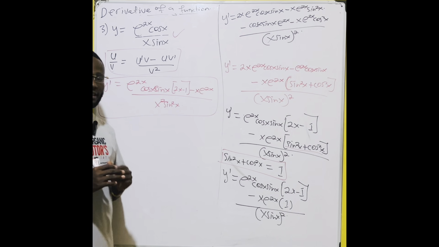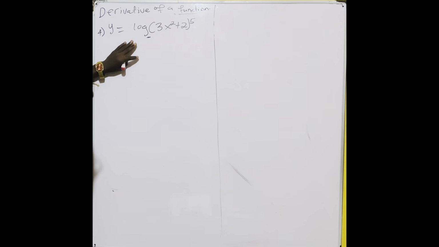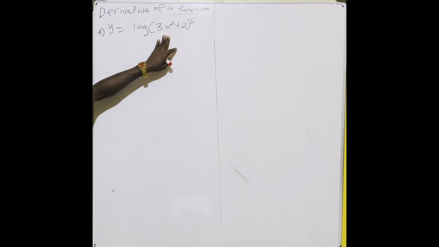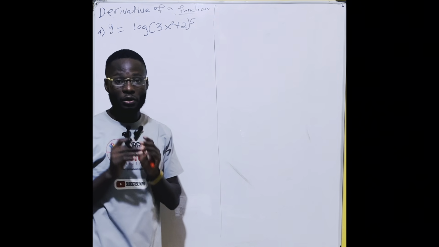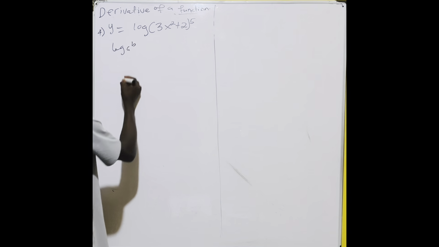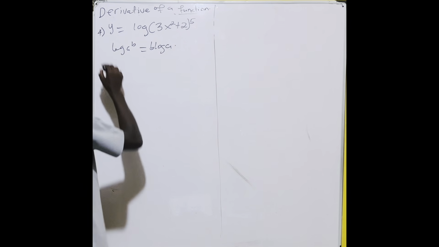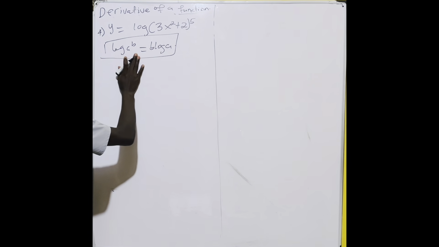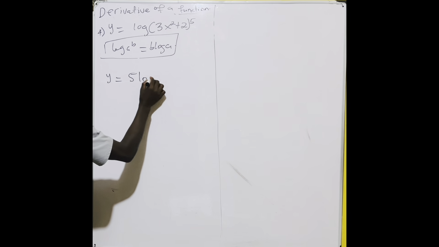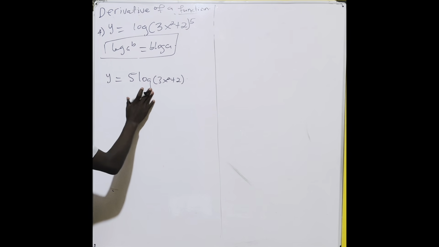Now let's move on to the fourth problem, and let's look at it. So with question number 4, we want to differentiate this function inside the log, right? So first of all, we have to apply the log property, which says that if you have log A exponent B, then it's the same as B log A, right? So we are going to apply this property on this function. So we're going to have y equals 5 log into 3x squared plus 2, right? So this is what we have.